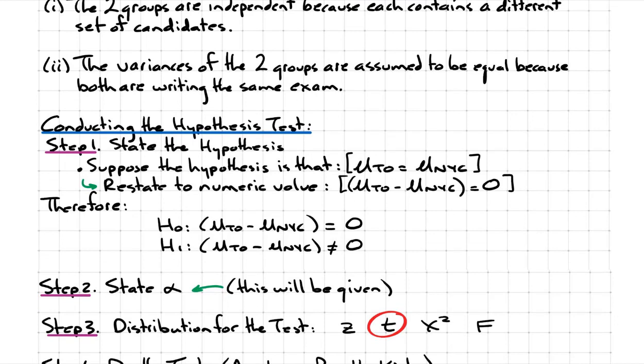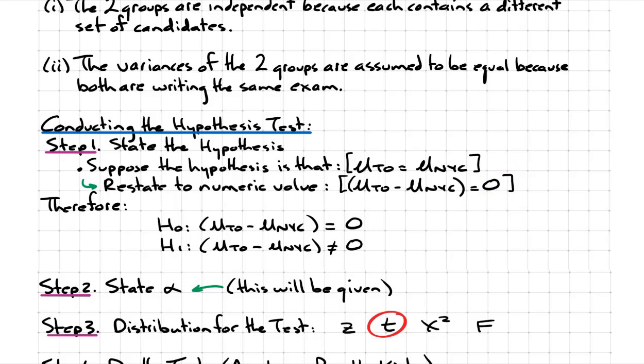So there's a real life implication in this. So here are the steps. As always with a hypothesis test, the first step is stating the hypotheses, the null and the alternative. So suppose that the hypothesis is that the average score in Toronto is equal to the average score in New York City. Now the thing with hypotheses is that we need a numerical value for the hypotheses. So I don't see a number here. So we need to restate that so it does equal to a number. So if they're equal, then the difference should be 0. Now that's a numeric value that we can test.